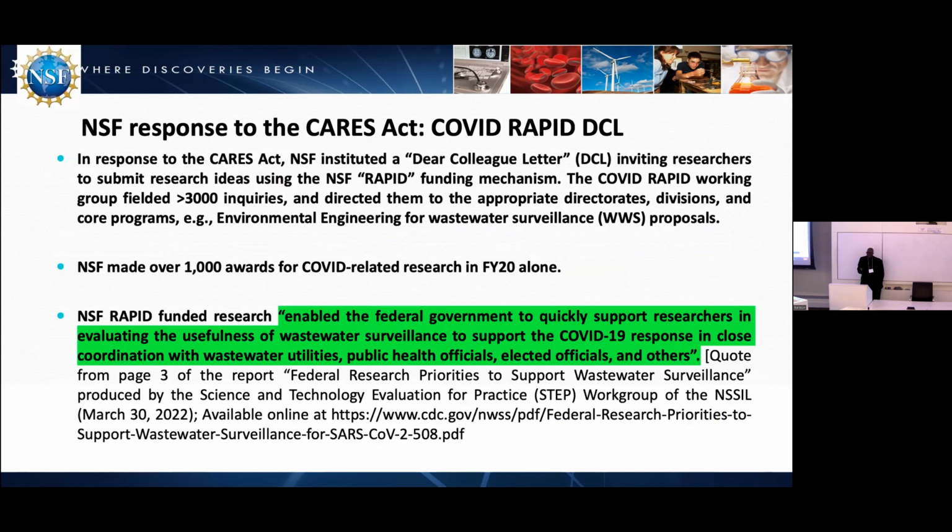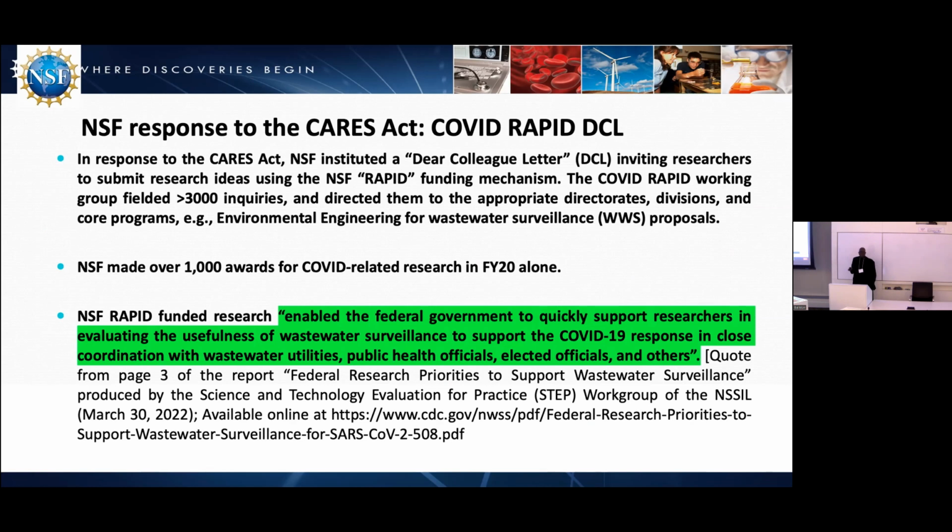So prior to the pandemic, environmental engineering has funded many projects related to fundamental research on DNA sequencing of wastewater sludge. Some of them were like CAREER proposal awards. So maybe 10 years before the pandemic.